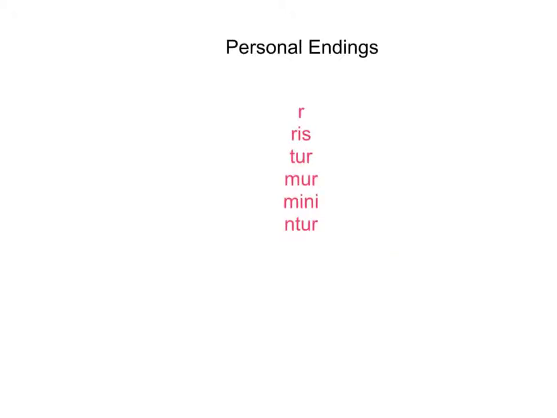Finally, we're going to add on our personal endings, and for passive, they are ar, ris, tur, mur, mini, ntur. And that'll finish us off. So let's put it all together.